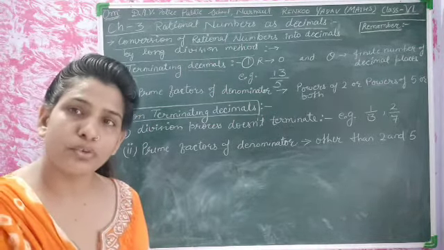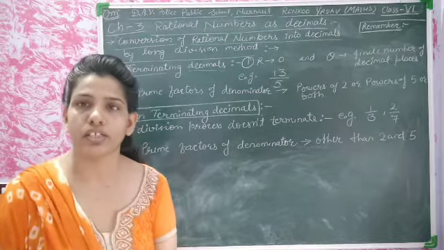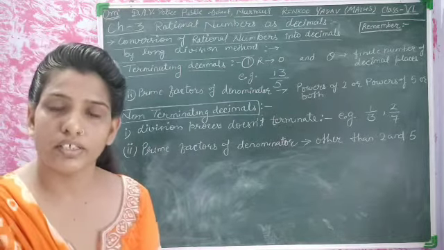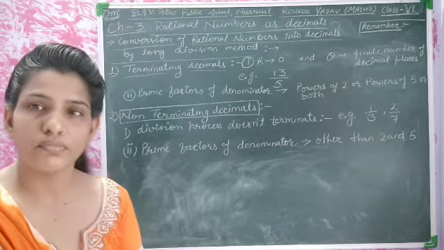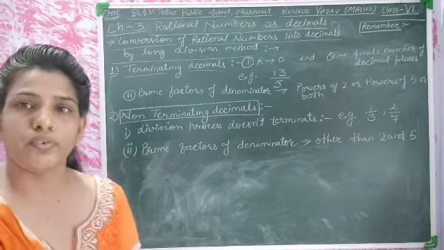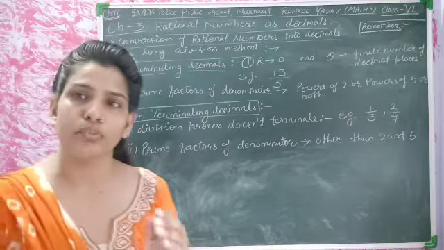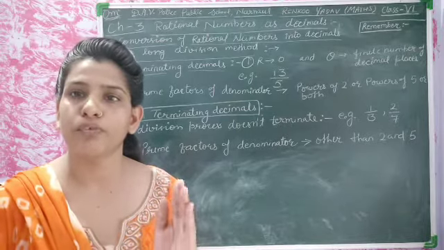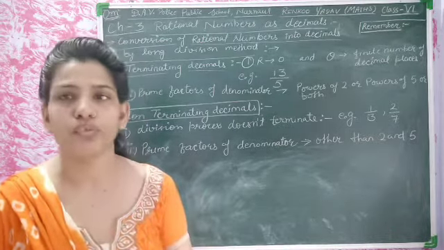Okay, students. Yesterday we did chapter 3, rational numbers as decimals, and worksheet 1. Today we will discuss, since in the previous class we only discussed how to represent rational numbers as decimals by forming the denominators as powers of 10.